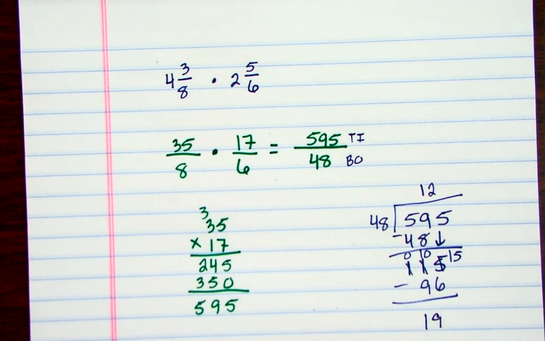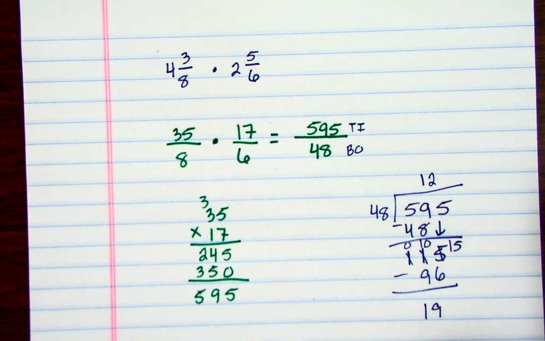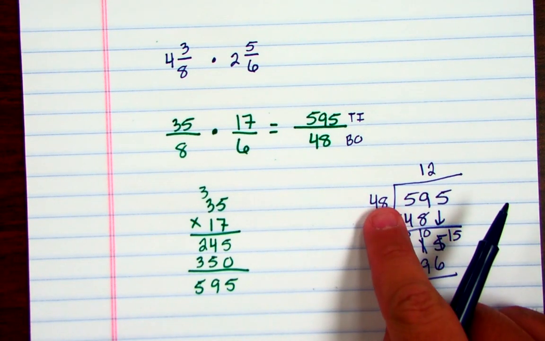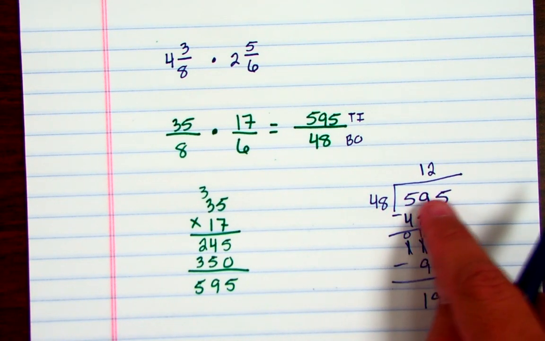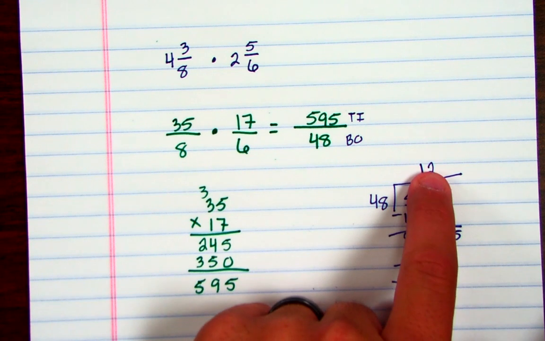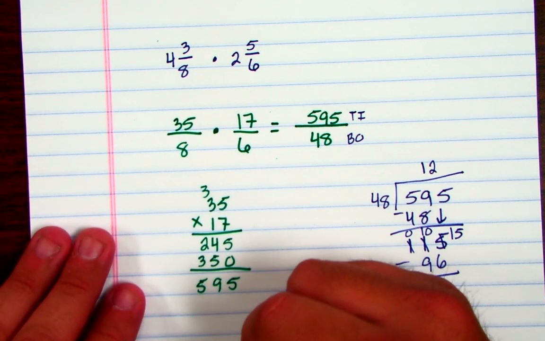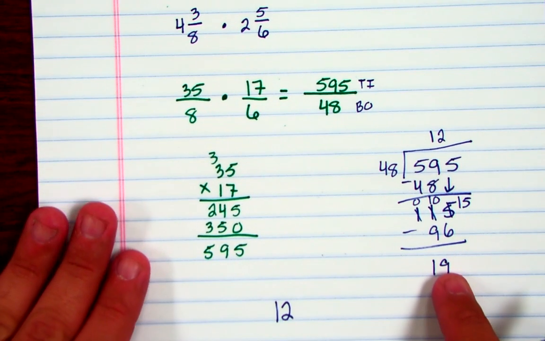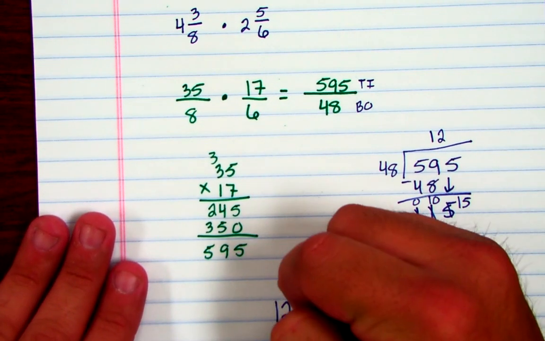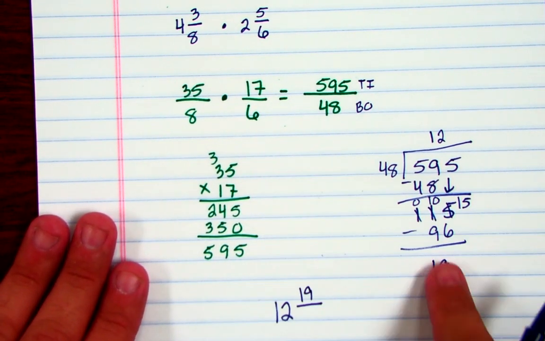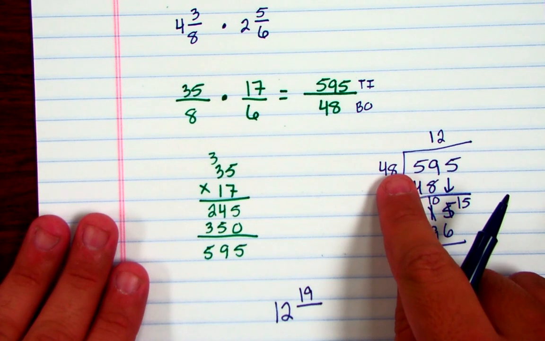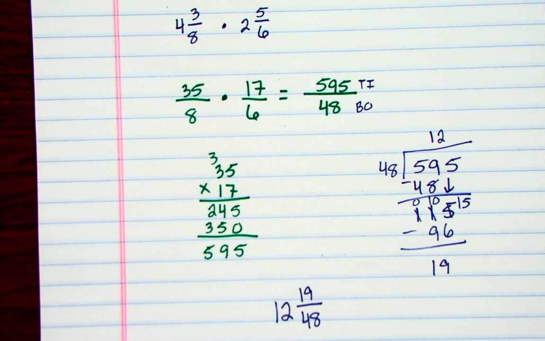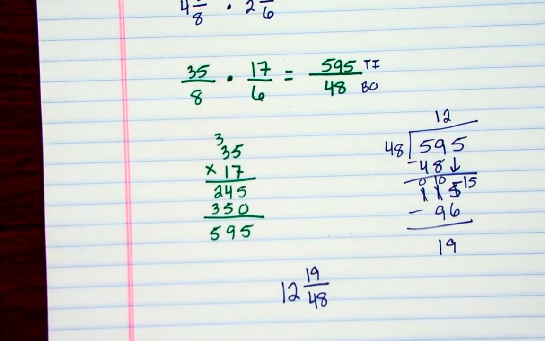Okay. Now, I'm not going to put a decimal here. I want you to think about this. 48 can go into 595 12 whole times. How much was still remaining? 19. What was your denominator? 48. Can you simplify the fraction? And that answer is no. You are done.